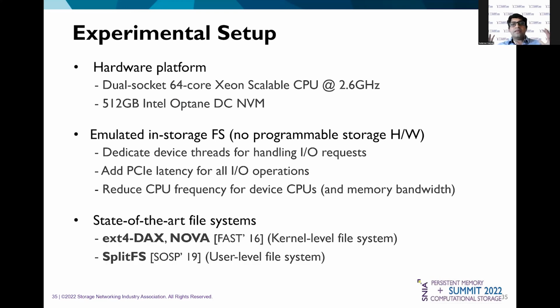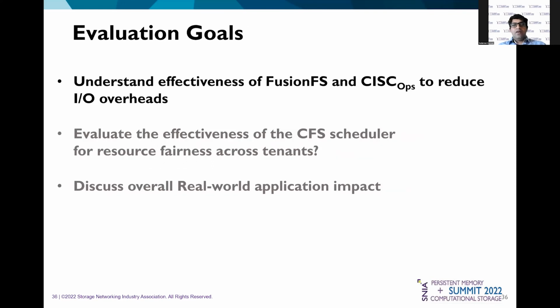We compare this design against state-of-the-art kernel file systems, for example ext4 DAX, which is direct access ext4, and Nova, which are direct access file systems for NVM. We also take SplitFS, which is a user-level file system, and compare it against our design. First, we want to understand this notion of CISCOP, which essentially combines multiple non-identical and identical operations together. Do they provide benefits?